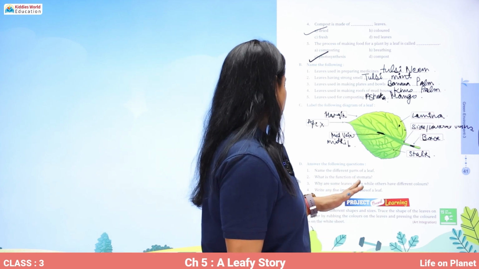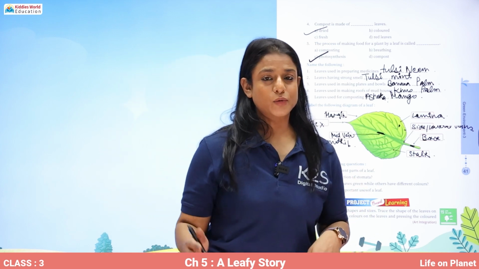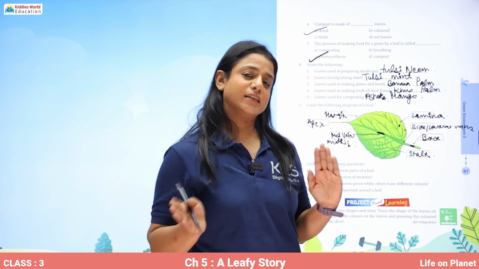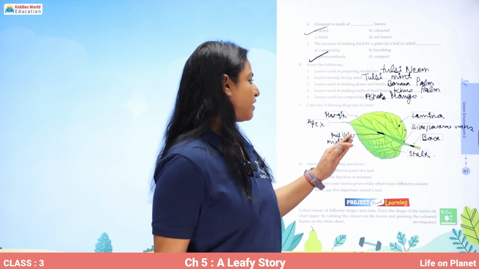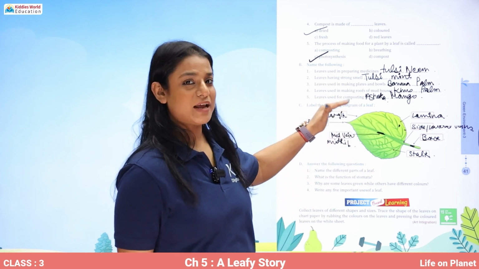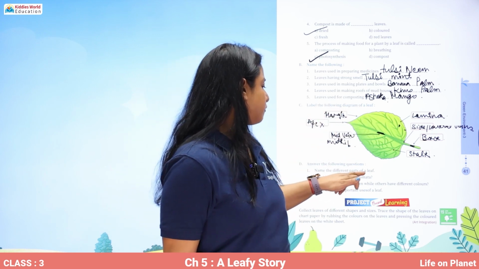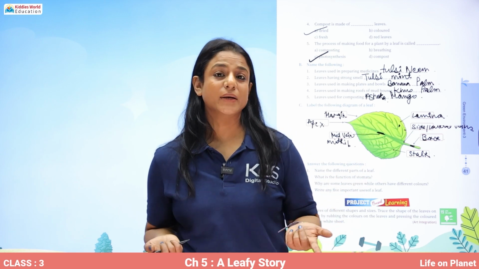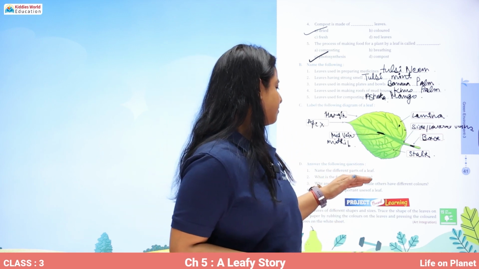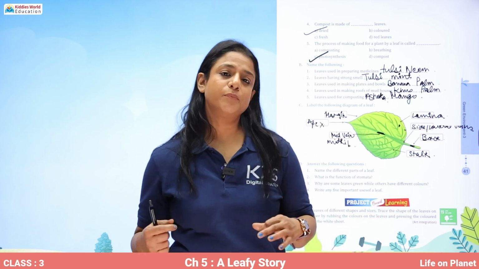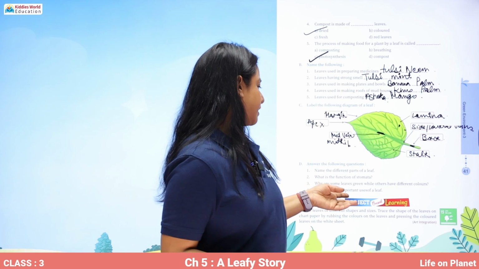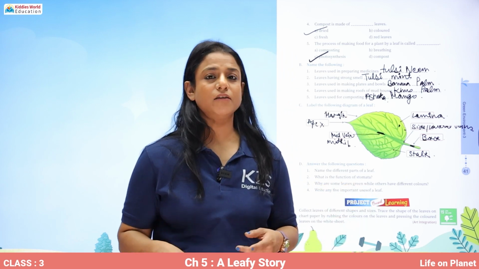Now let's answer the following questions, and you have to do it in your notebook yourself. We can discuss over here in short. Name the different parts of the leaf. It is already named in the diagram above. What is the function of stomata? To breathe. Why are some leaves green while others have different colors? It is because of the pigment present in the colors. Write any 5 important uses of the leaf.